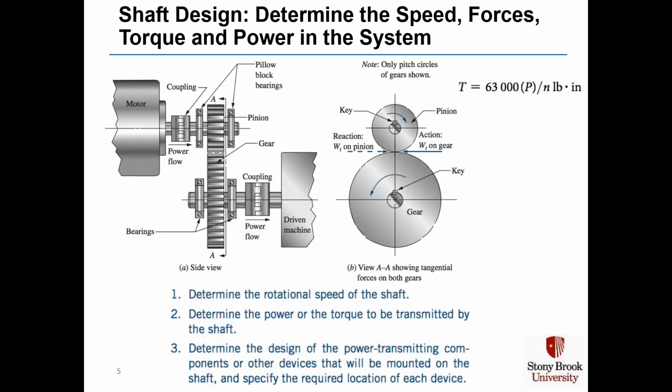So we have to determine the speed, forces, torque, and power in our systems. And what I've done here is put a sketch of a power system from our textbook, and then in blue font on the bottom we're going to go step by step through how you actually figure out what dimensions you need on the shaft. As usual, we have to determine the speed of the shaft and the power, torque. Usually you'll be given 2 of the 3 variables in any problem, and you calculate the third.